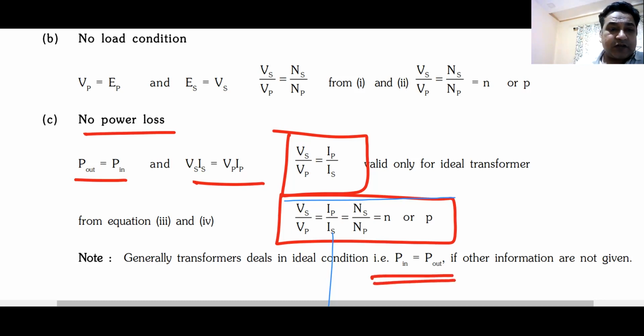And normally whenever a question comes on transformer, it will be a question based on an ideal transformer. So you will always assume that Vs by Vp is equal to Ns by Np is equal to Ip by Is is equal to N. That should be your assumption.